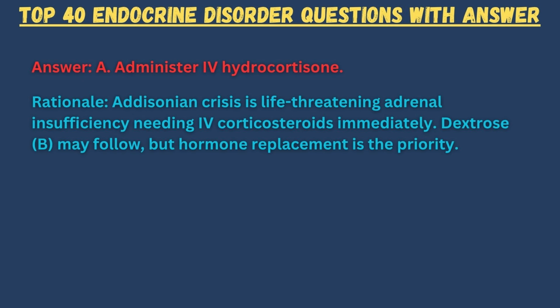Answer. A. Administer IV hydrocortisone. Rationale. Addisonian crisis is life-threatening adrenal insufficiency needing IV corticosteroids immediately. Dextrose may follow, but hormone replacement is the priority.